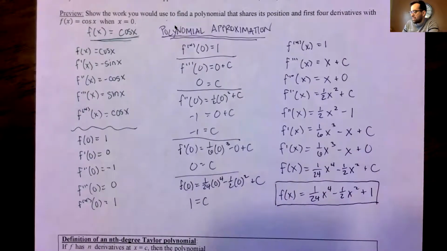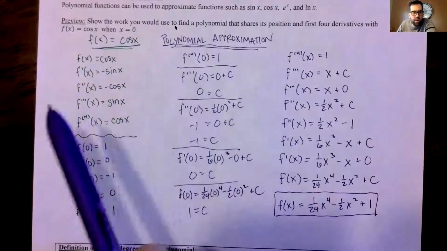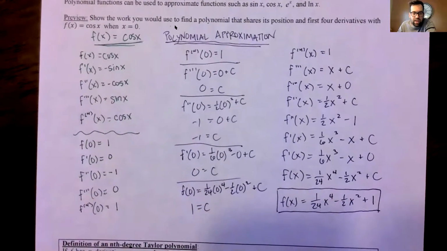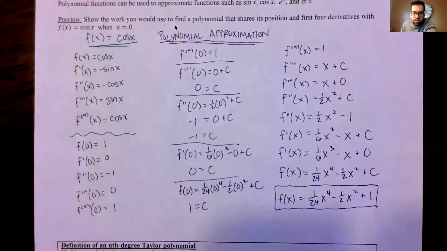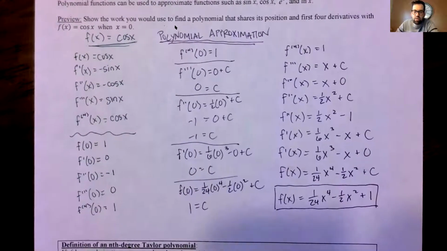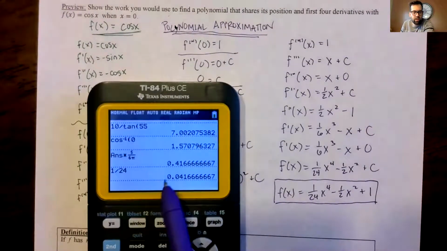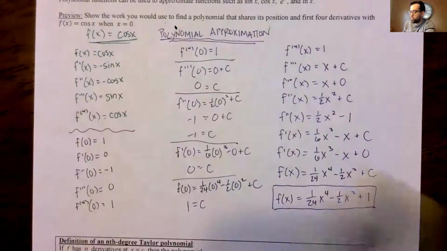Okay, so that is my polynomial approximation for f of x equals cosine x, centered around x equals 0. And this is the exact same equation that we came up with in Desmos a few minutes ago. We figured out that this coefficient was supposed to be negative 0.5, and this one was supposed to be, I think, 0.04. Is that what 1/24 is? Yeah, I mean, it's around 0.04. So that's what we got there.